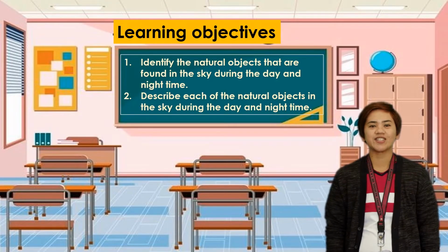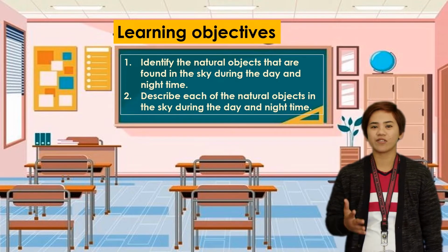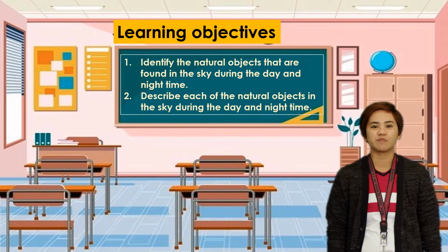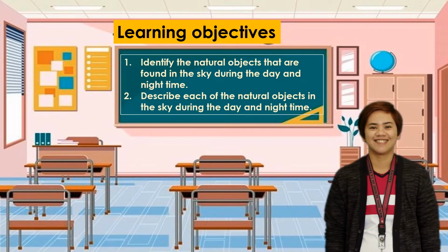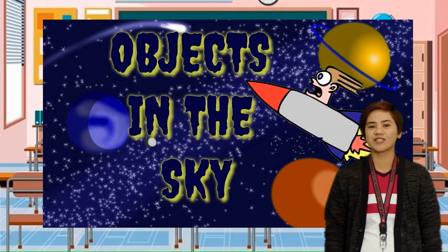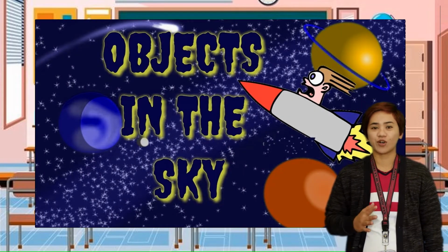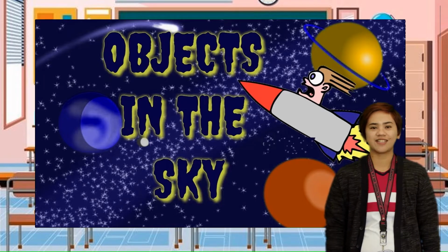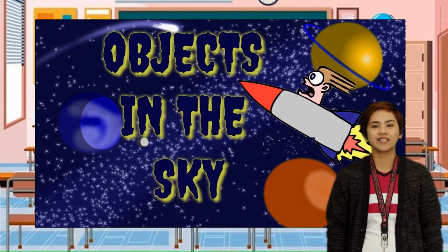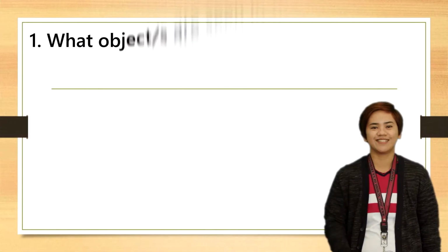Today, we are going to learn about the natural objects seen in the sky during daytime and nighttime and how this affects the activities of people in the community. Let's begin to explore the objects that are exclusively seen in the day sky and the night sky. Before we proceed, let's answer the test to find out what you already know about the lesson that we are going to discuss.